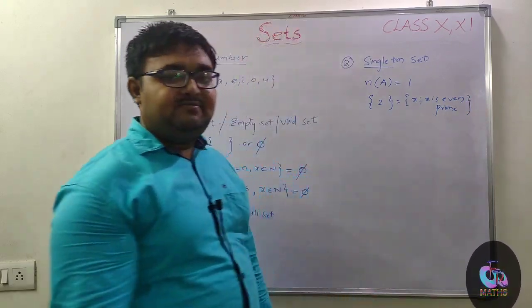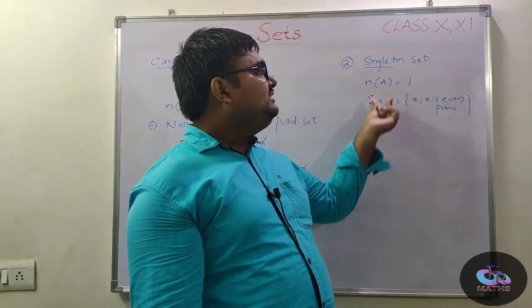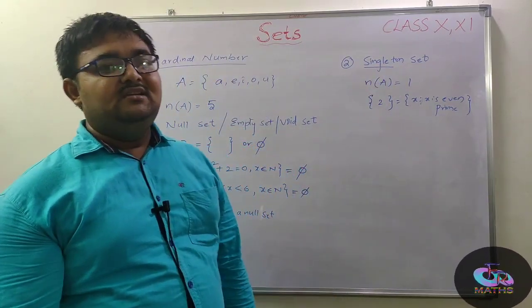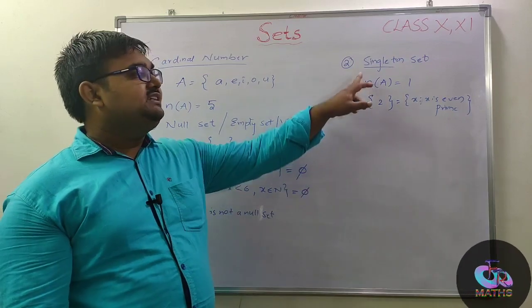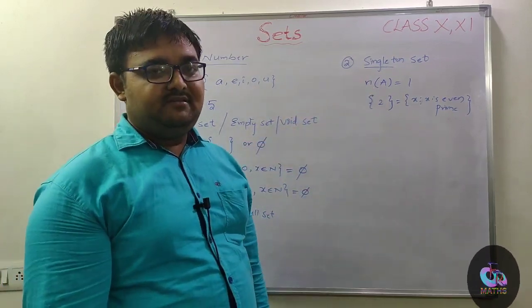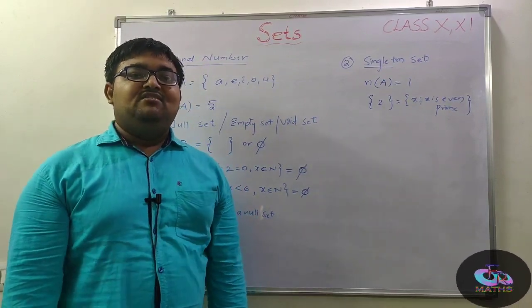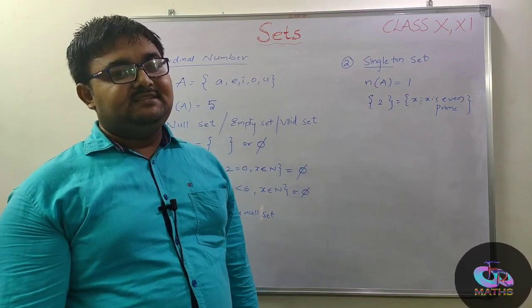So there is no other even prime other than 2. So this set {2} is nothing but the best example for a singleton set. Singleton set means the set which contains only one element, right? Next, after this we are going to have finite sets and infinite sets.